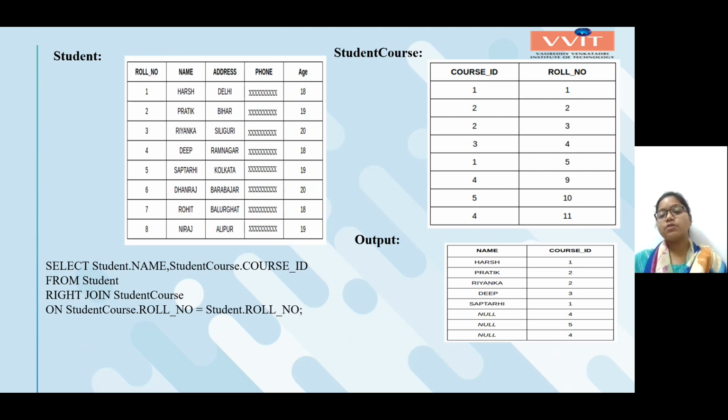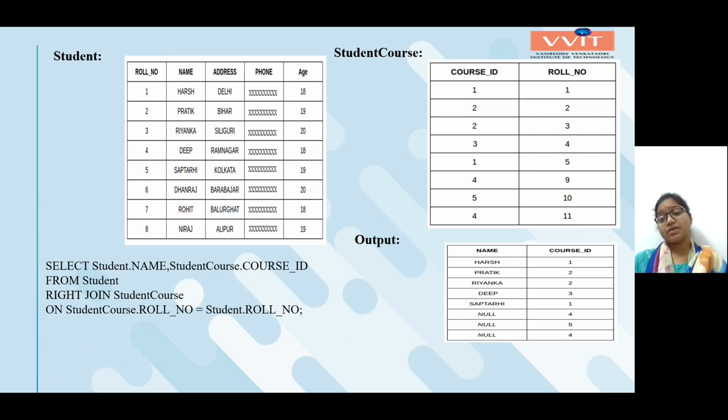They are also displayed to the output with a result set of null values. Here I am taking an example. We are selecting the name from the student table and the course ID from the student course table, and it is right joined with the student course on the condition that student course dot roll number equals student dot roll number.